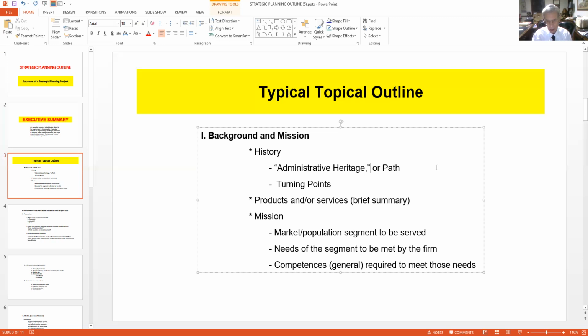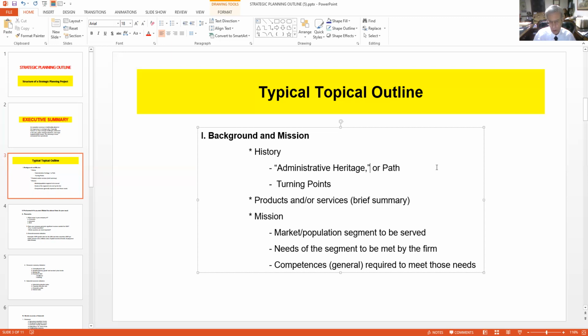What are the unmet needs? Now this says the needs of the segment to be met. Pardon me, I'm getting over a little bit of a chest cold, so I may cough now and then, and I'm sorry for that. But what are the unmet needs in particular in this market or market segment that the firm can meet, or perhaps will have to meet in order to be successful?